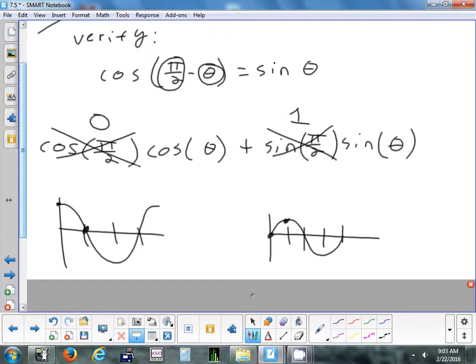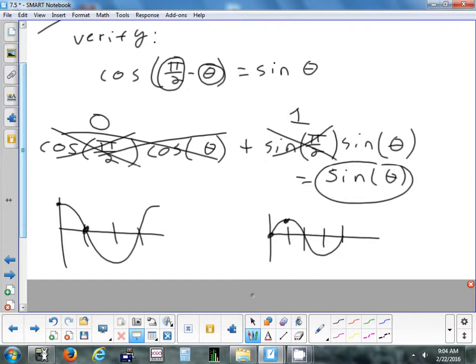What's 0 times cosine? What's going to happen there? 0. Yeah, this whole part just disappears. 0 times anything is 0. And all I'm left with is 1 times sine. What's 1 times sine? No, 1 times 1, that would give me 1. Sine. Okay, 1 times anything just stays the same. So 1 times sine is just sine, which is exactly what they said I should get. Great. Any questions on that?